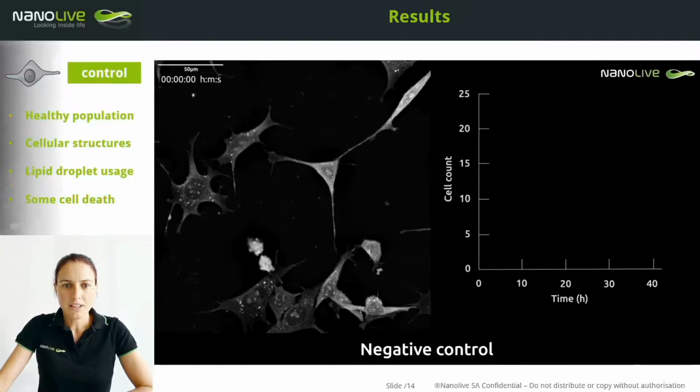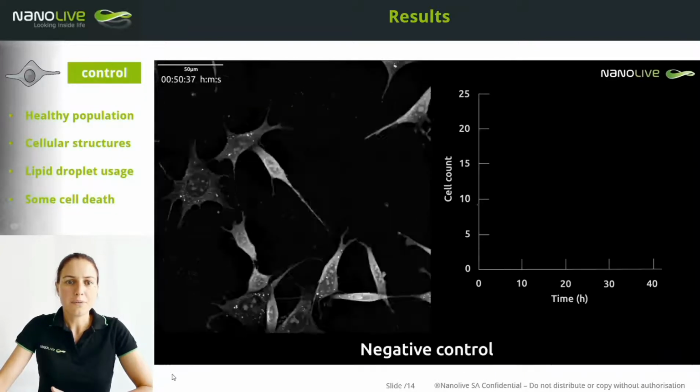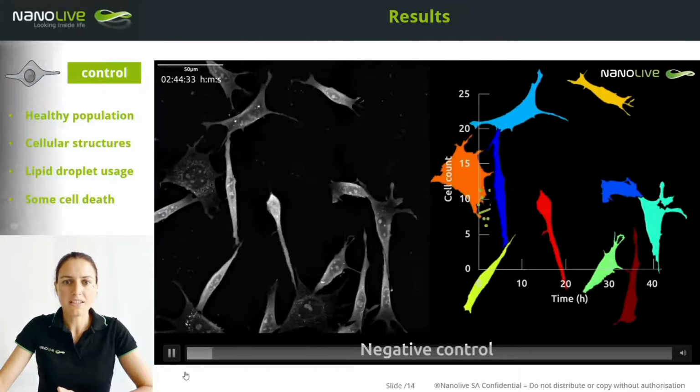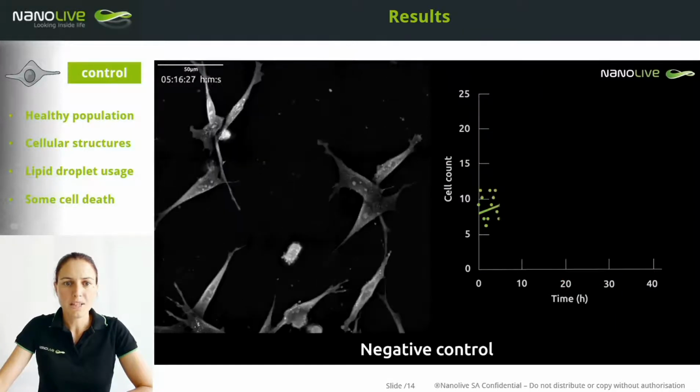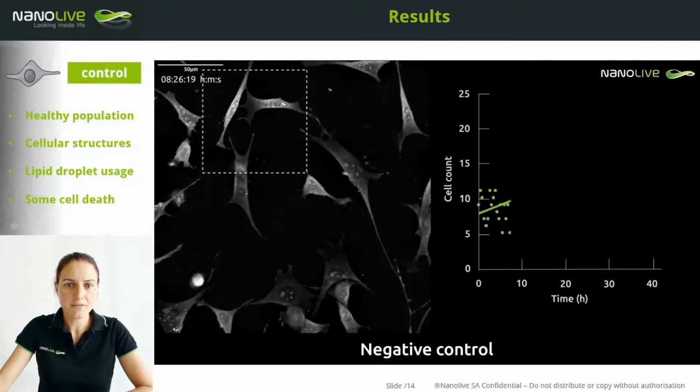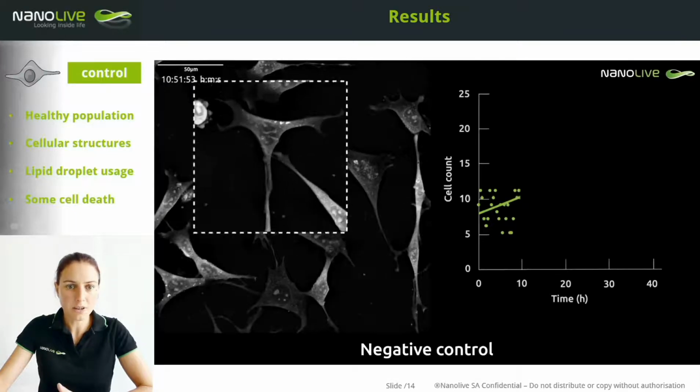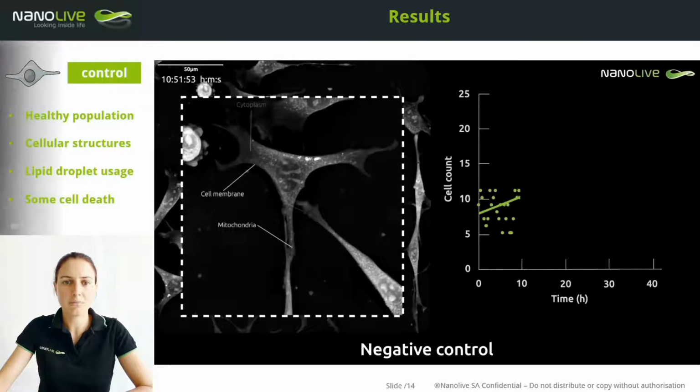If we start the video here, we can see from the segmented image on the right that the cells started at relatively low density. If we zoom in on one of the cells, we can see that the cells are in good shape. The nucleus, nucleoli, and nuclear membrane are clearly visible and have a normal morphology. The actin cytoskeleton is spread evenly across the surface of the dish. There are lipid droplets, the bright spots that you can see in the cells, and the mitochondria are elongated.